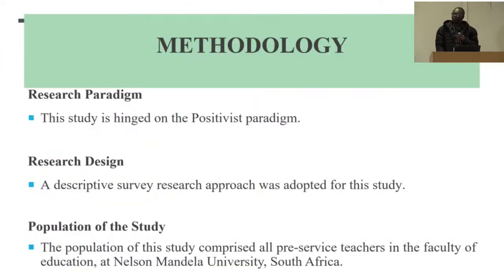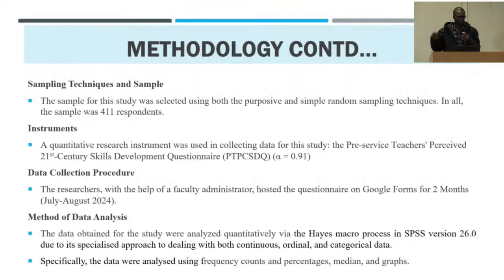In this study, we adopted the positivist paradigm. The research design was a descriptive survey type of the non-experimental design. And the population was only pre-service teachers at NMU here in the university. The sampling technique we used was the purposive and the simple random sampling. And at the end, we gathered 401 samples. The instrument we used was the pre-service teachers perceived 21st century skills development questionnaire. And this instrument was quantitative, and it was validated via the Cronbach alpha and the ordinal alpha validation reliability coefficient.